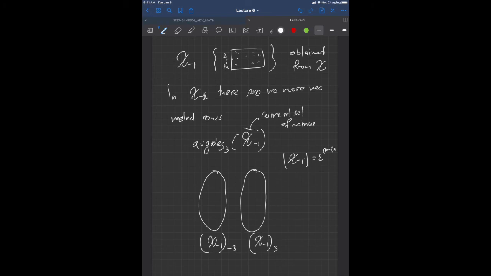And what is X minus 1 minus 3? Just 2 to the (m minus 2) times n. So the cardinality of this set is 2 to the (m minus 2) times n. And what's the average degree? That is just 2 to the (m minus 1) times n divided by 2 to the (m minus 2) times n, which is just 2 to the n. And so the amount of information left to learn about row 3 is just n bits, so it's the maximum. This gives you the spreadness condition as well.